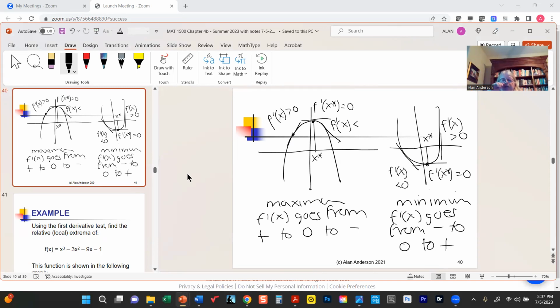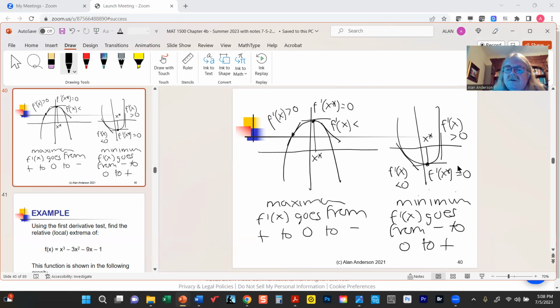Well, the first derivative test tells us that if we have a relative maximum, then the slope of the tangent line, which is the first derivative, should go from positive to 0 to negative, as you can see in this graph. So here is our x star, which is our critical value. At that point, the function has a first derivative of 0. The tangent line is flat. Just to the left of it, that slope is positive, and just to the right of it, the slope is negative. So we're going from a first derivative of positive to 0 to negative.